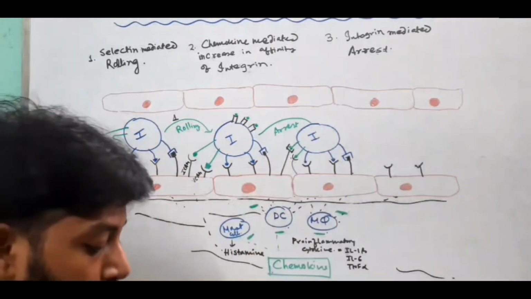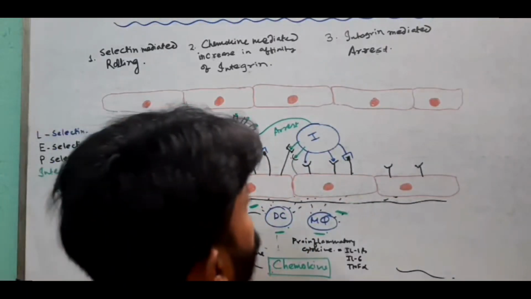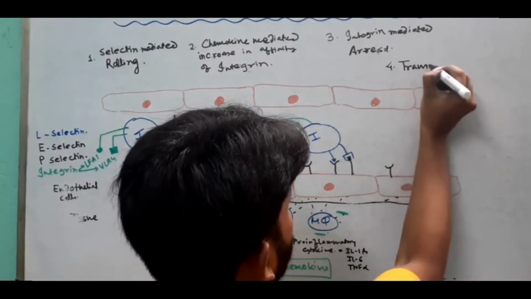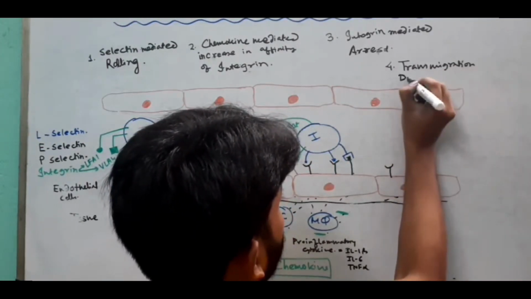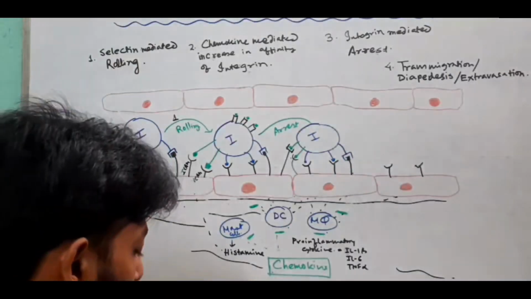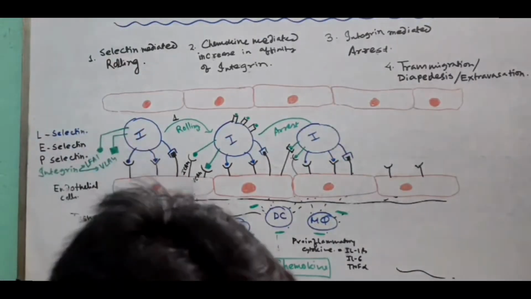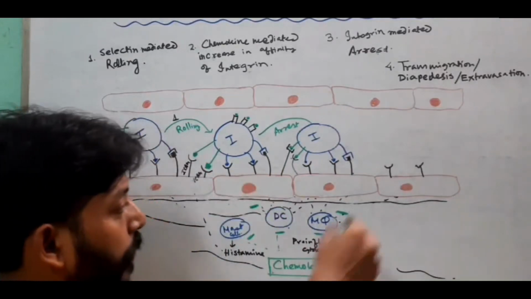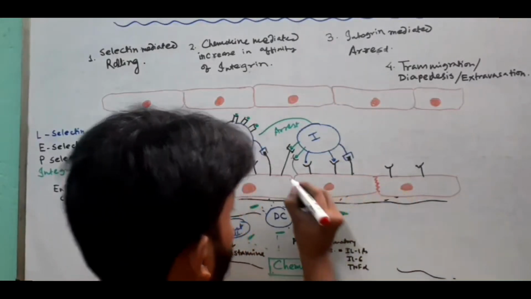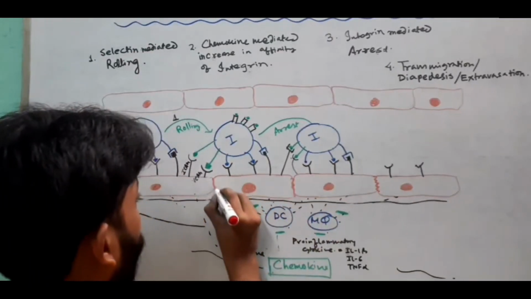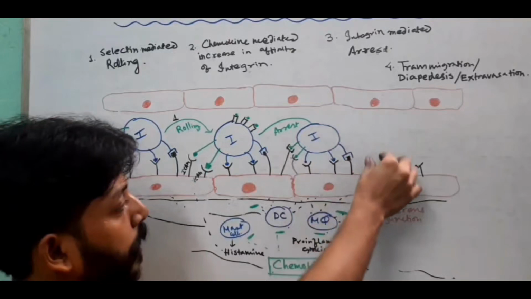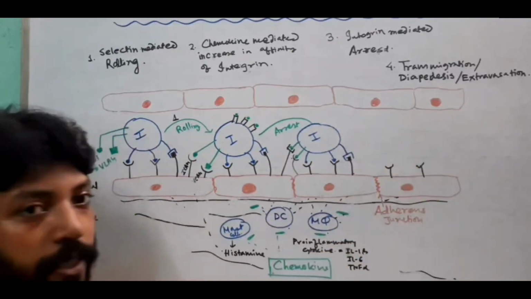And the fourth step that then occurs is called transmigration, or you can say diapedesis, or you can say extravasation. But there is a problem. Why? Because these endothelial cells are tightly joined with each other, with every cell. These are called adherens junctions. So how could these immune cells go through these adherens junctions?